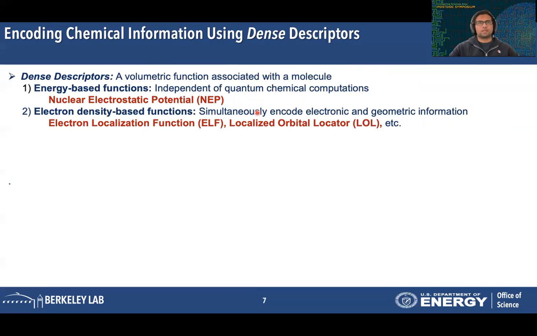In this work, we are mainly interested in testing electron density or wave function-based volumetric functions, as they encode the geometric and electronic structure of the molecule simultaneously, and hence can be used to predict a wide range of molecular properties. Localized orbital locator and electron localization function are the two most popular electron density-based functions, and we have used them as descriptors in our machine learning model.